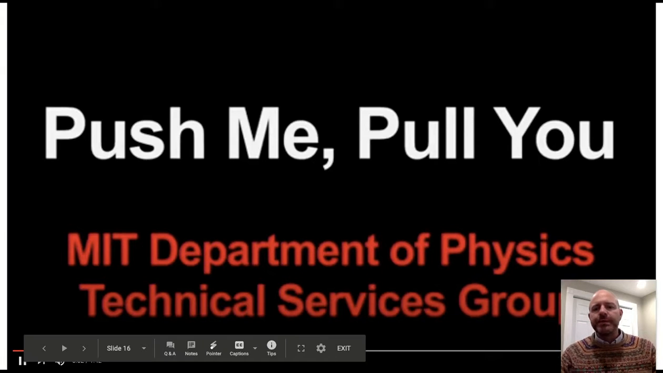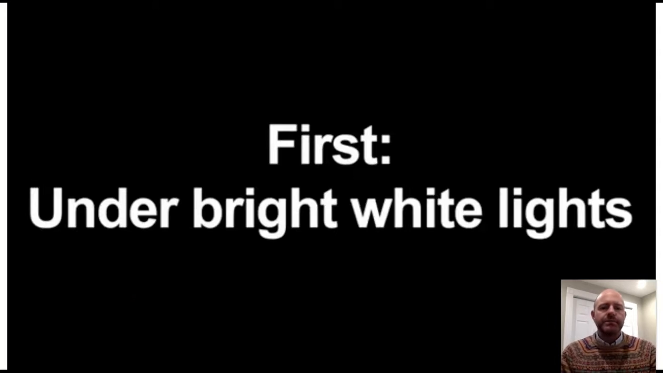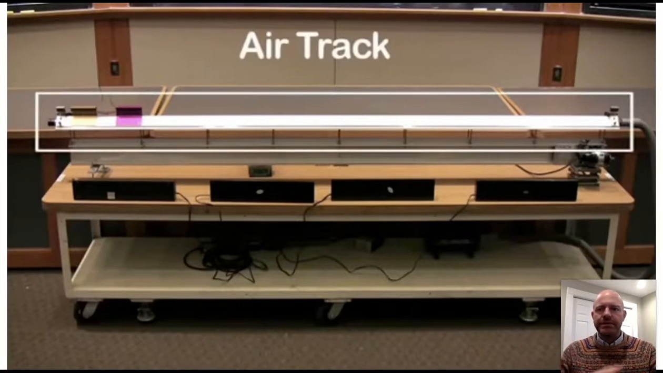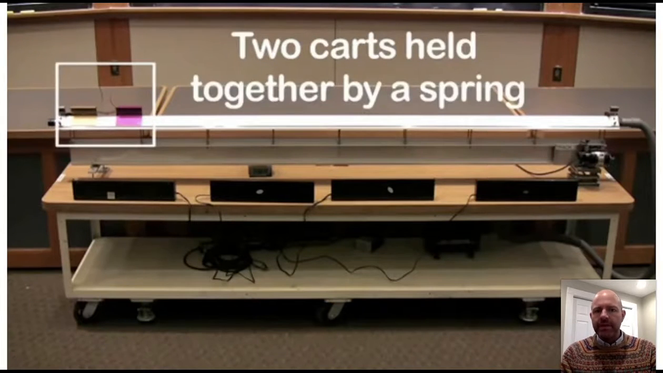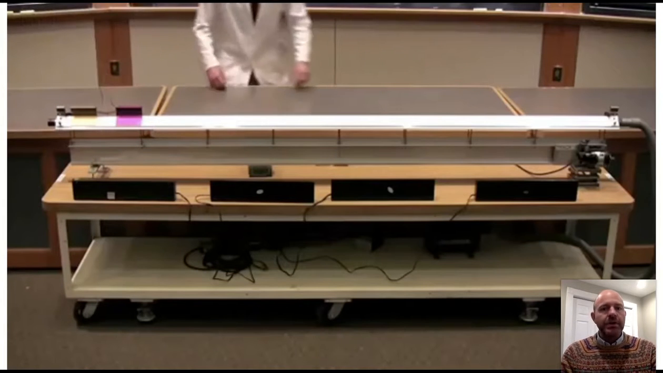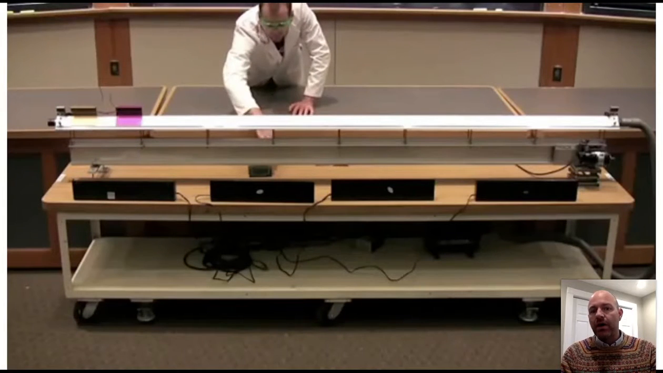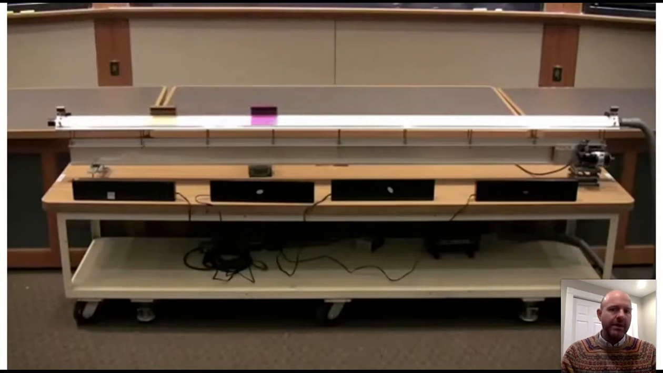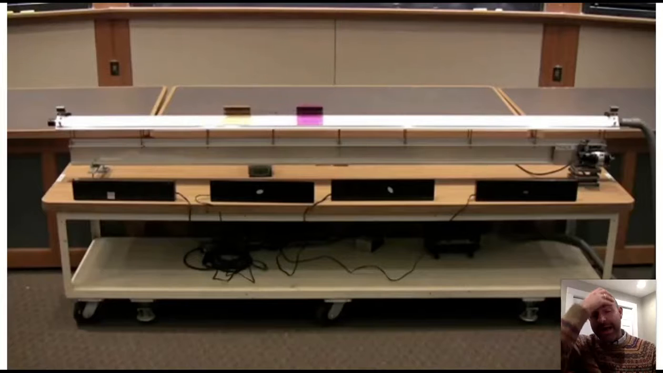They're calling this the push me, pull you, because one of them will push and one of them will pull. Under bright white lights, if you watch it, there's the air track, there's the two carts, there's the spring in between them. They can push them apart, pull them back together, so they can't actually escape each other. So we're going to start just by turning on the air and letting them move. So initially they accelerate, but then one starts, one stops, go back and forth. Speed up, slow down, speed up, slow down.